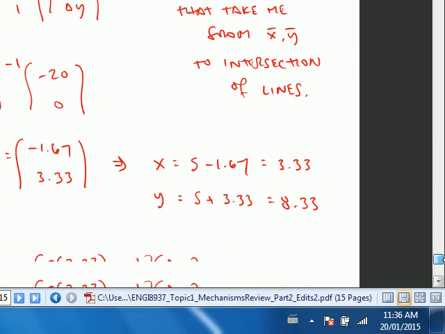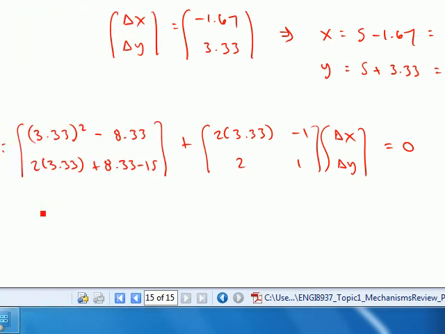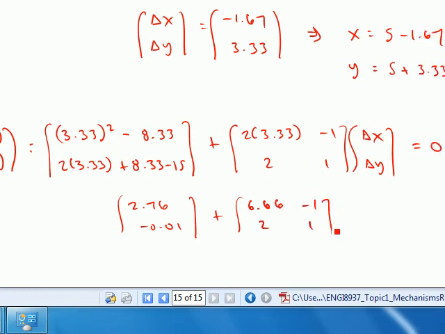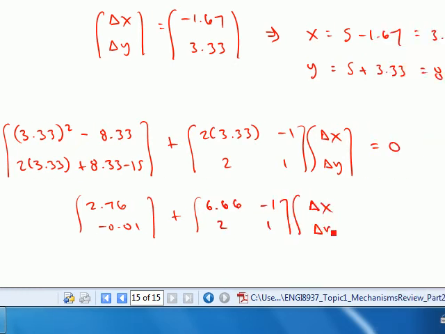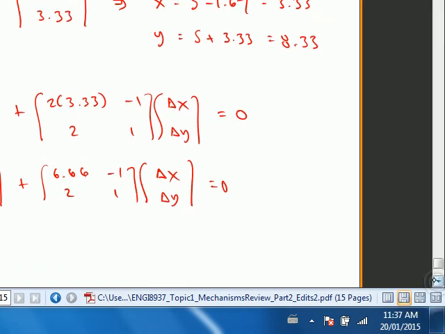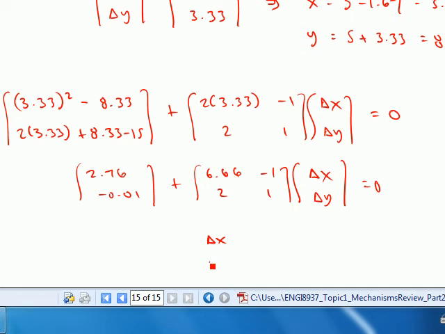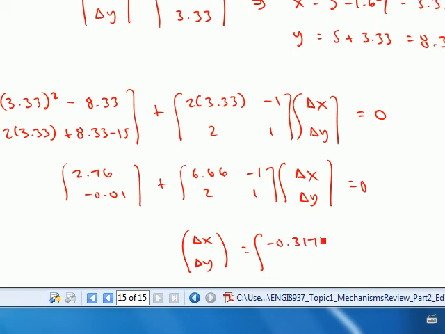Alright, so if I solve this for delta x and delta y, my residuals 2.76 and minus 0.01 plus the Jacobian matrix 6.66, minus 1, 2, and 1 times my deltas equals 0. Inverse of this coefficient matrix times minus of the residuals gives me delta x and delta y that are considerably smaller than before. I've got to go over another 0.3176, and I've got to go up by 0.6451.